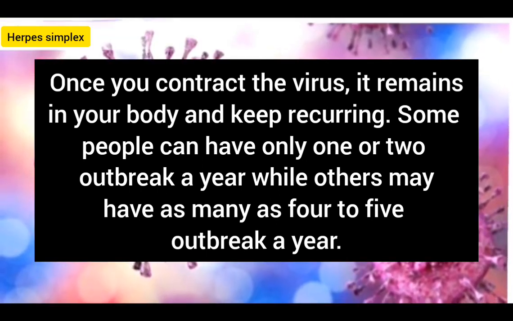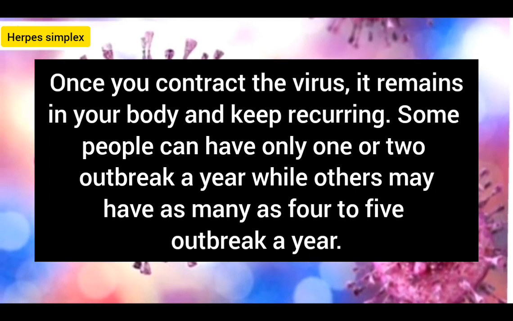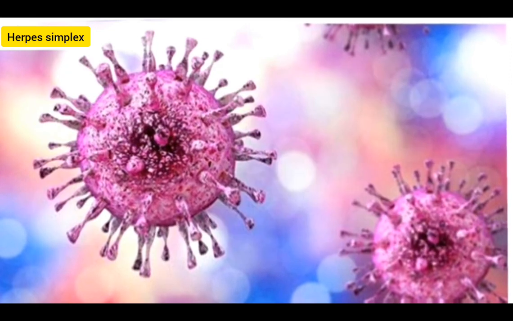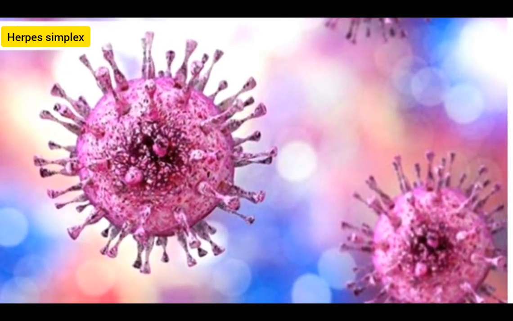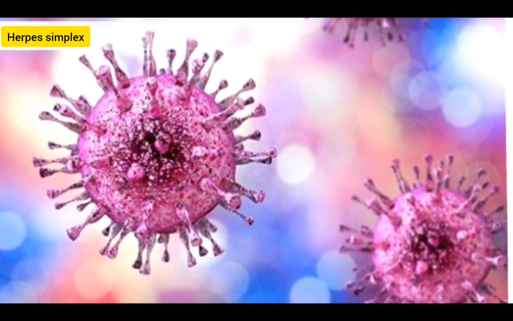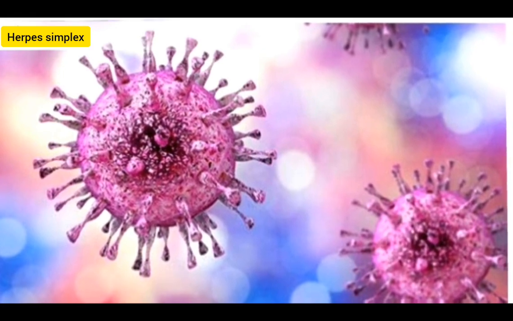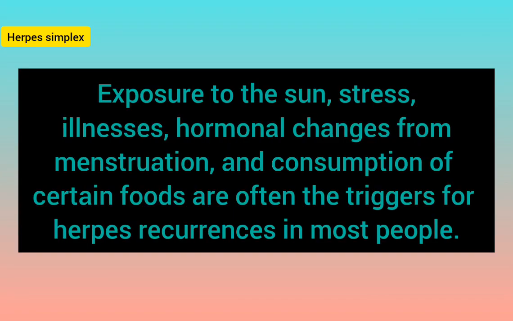Some people can have only 1 or 2 outbreaks a year, while others may have as many as 4 to 5 outbreaks a year. The severity of the symptoms is dependent on whether you are having your first outbreak, or a recurrent outbreak. The first outbreak is often more severe, and lasts longer than the latter. Exposure to the sun, stress, illnesses, hormonal changes from menstruation, and consumption of certain foods, are often the triggers for herpes recurrences in most people.